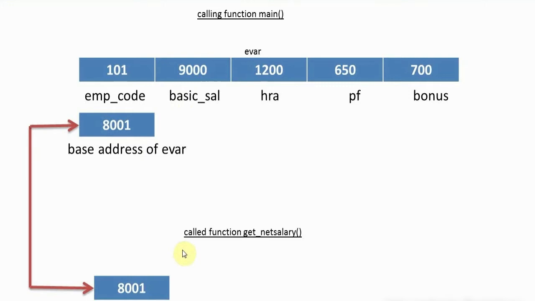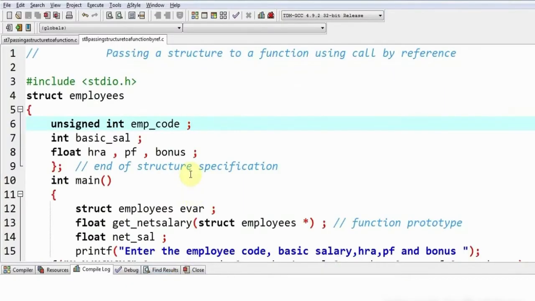Then I will go to the program and I will show you how I will be accessing these members, emp_code, basic_sal, HRA, PF, bonus, using the structure variable, pointer to structure fvar. And as you have learned, when we use pointer to structure, we don't use the dot member access operator, rather we use the arrow operator. So here is our program.